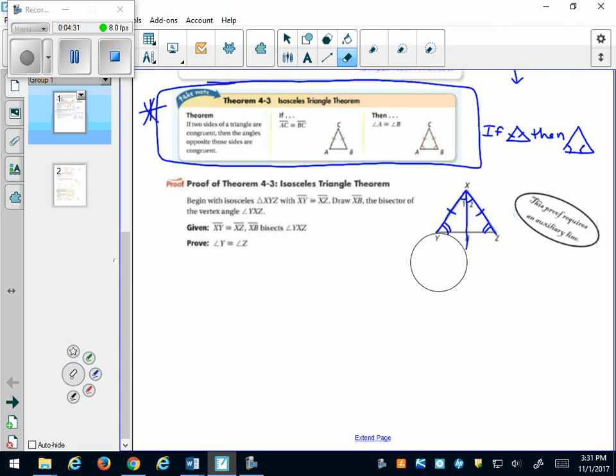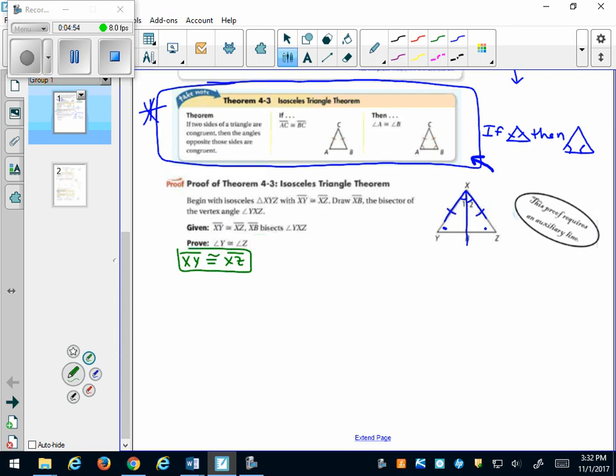I don't want to actually mark that in my diagram because we haven't proven it yet, but these are the two angles we're trying to prove congruent, because we're proving this theorem: if the two sides are congruent, then the two angles across from them are also congruent. Okay, so we're going to start with our given. XY is congruent to XZ, and XB bisects angle YXZ.